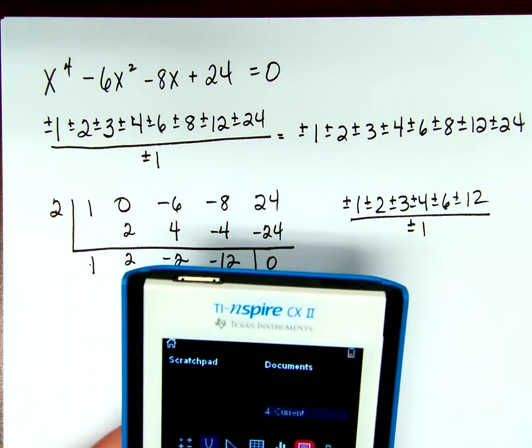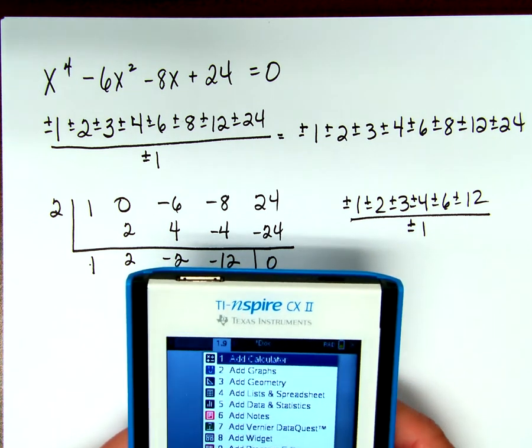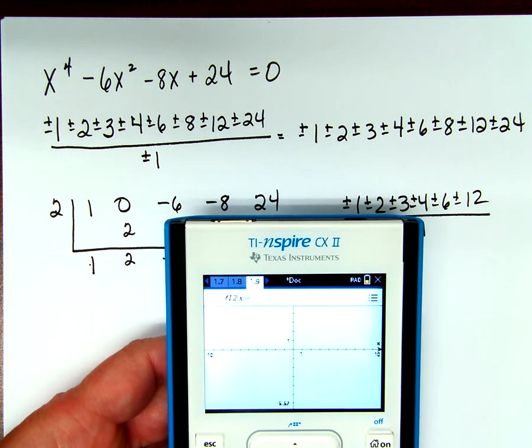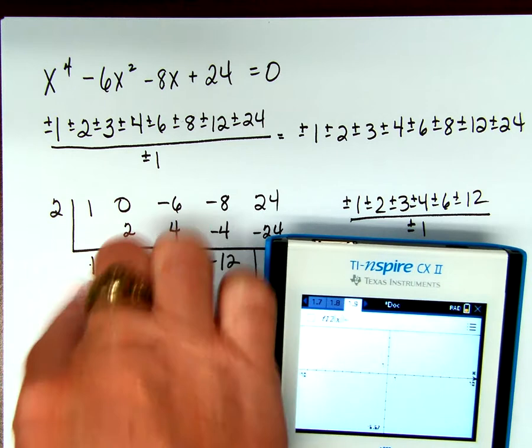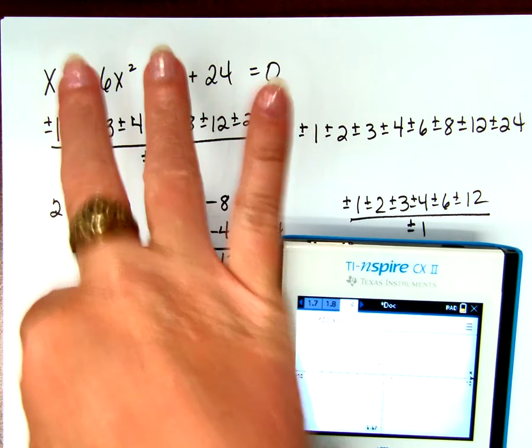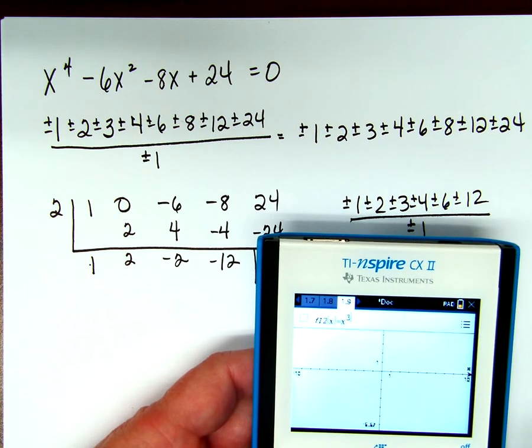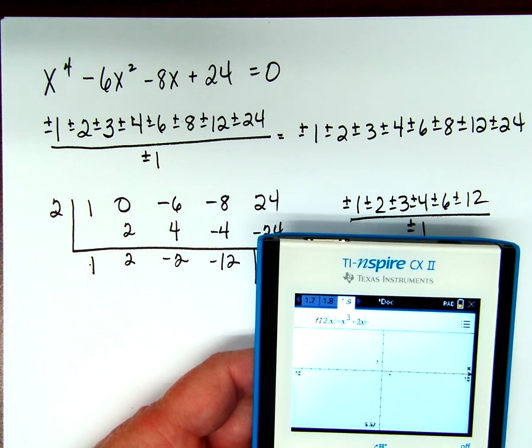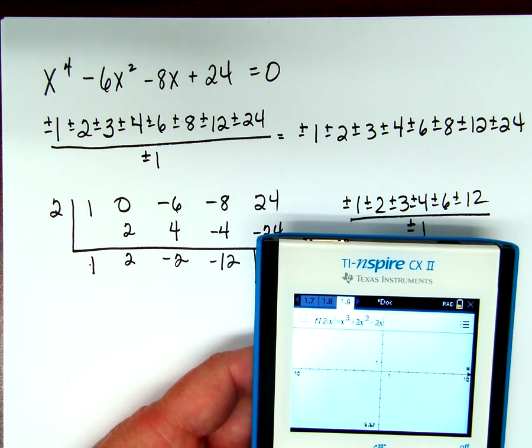So I want to add a graph, and I'm going to graph that. Let's see, so x to the third plus 2x minus, oops, there you go again, making me miss this. None of that was totally my fault. x squared minus 12.